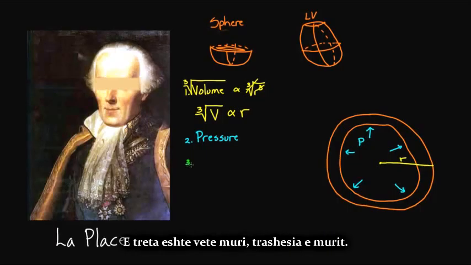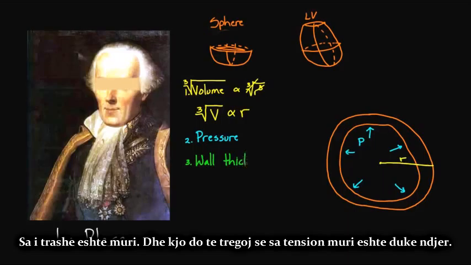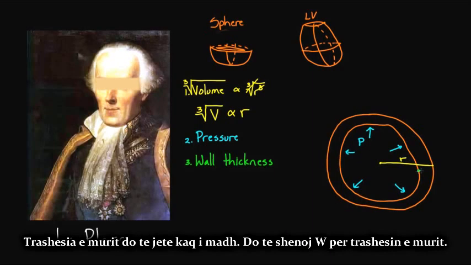And third is the wall itself, right? The wall thickness. How thick is the wall? And that's obviously going to affect how much stress the wall feels. So wall thickness would be kind of this quantity, and I'll write W for wall thickness.